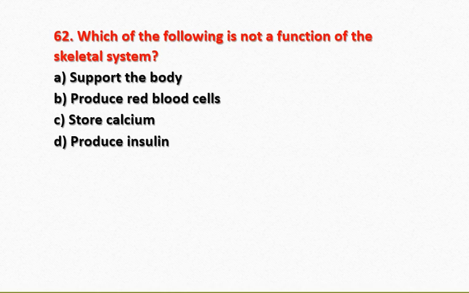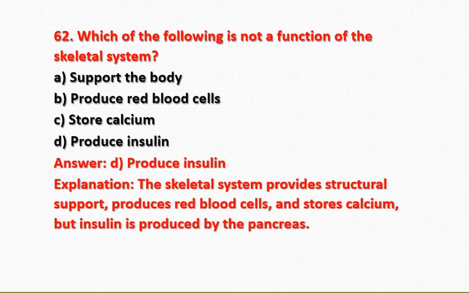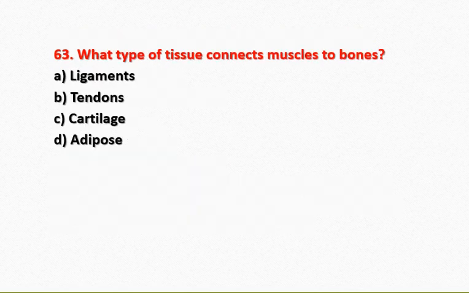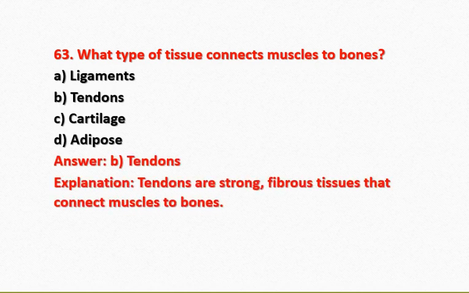Which of the following is not a function of a skeletal system? Correct answer is option D. Produce insulin. What type of tissue connects muscle to bones? Correct answer is option B. Tendons.